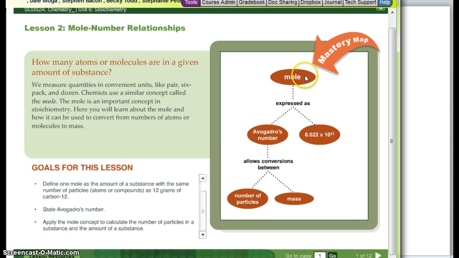So here's our map. We're going to talk about the mole. Moles can be expressed numerically as 6.022 times 10 to the 23rd, just like a dozen would be expressed as 12. A mole is also called Avogadro's number, and it allows conversion between the number of particles and mass.